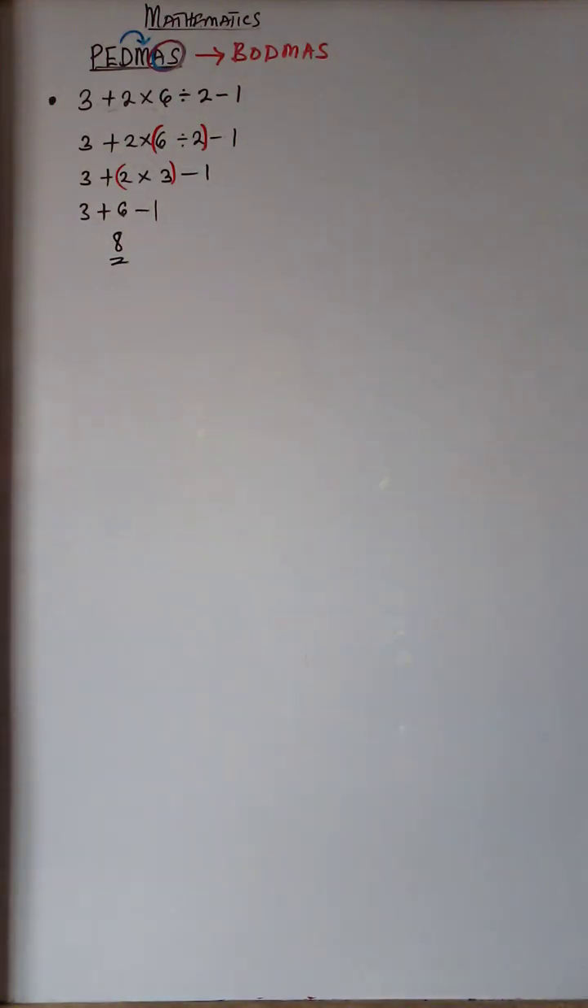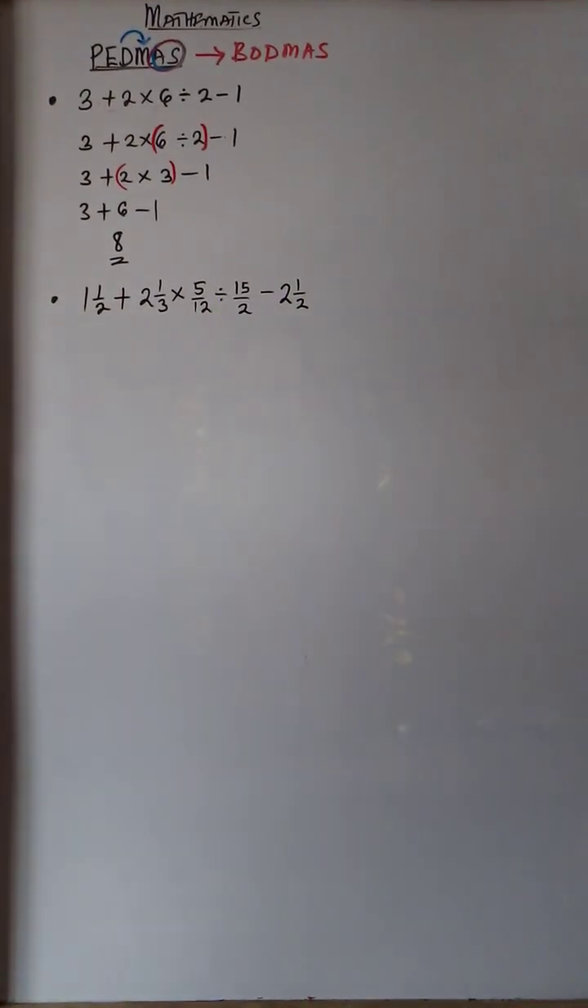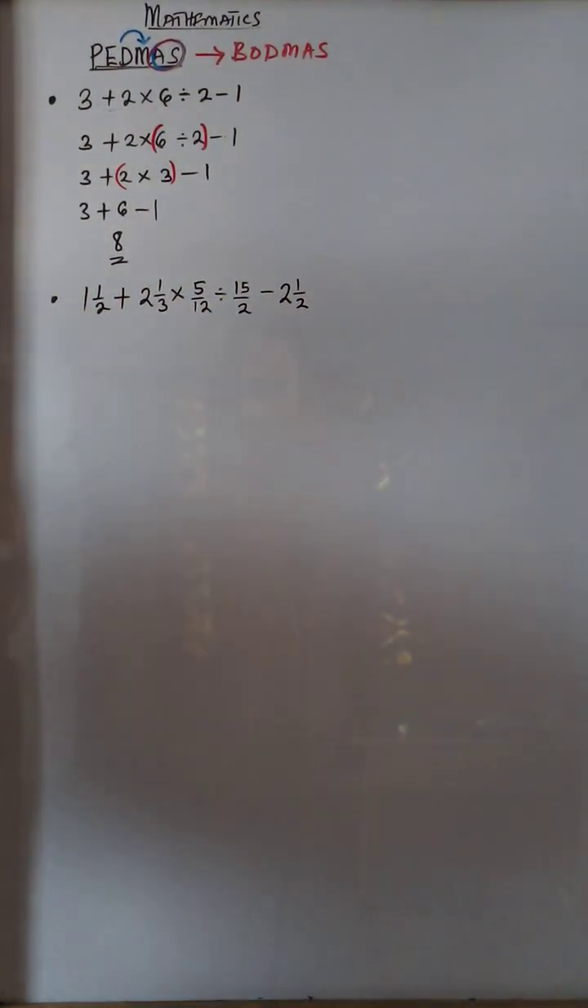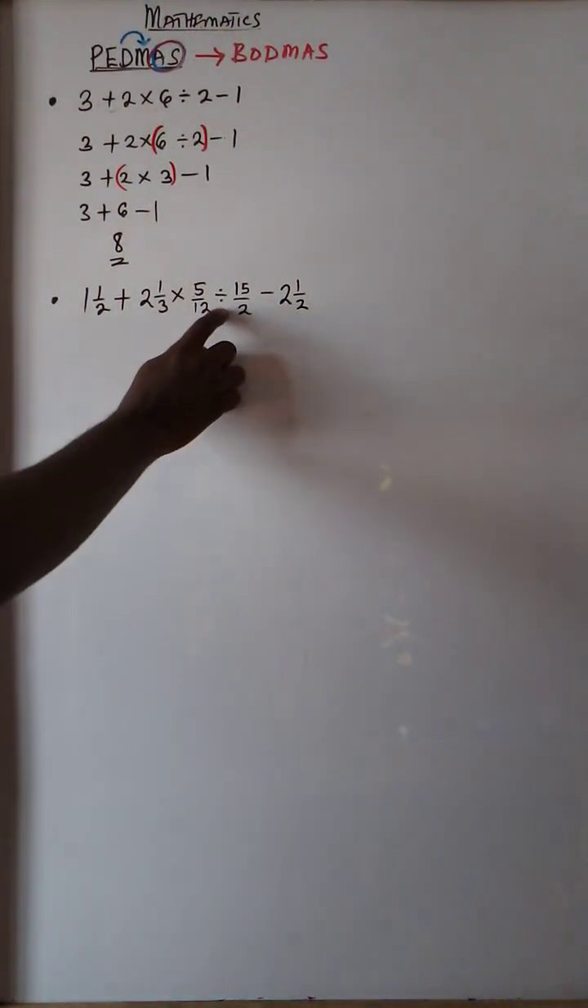I gave an example involving whole numbers. Let's now give an example involving fractions. Look at this question. I'm taking it high, so do not panic. What's the first rule? Look for where we have division first.